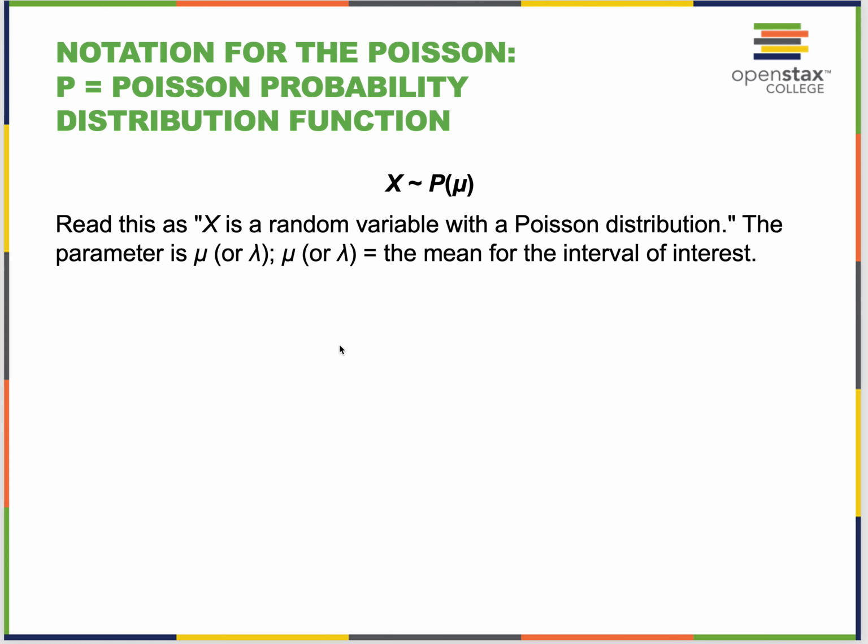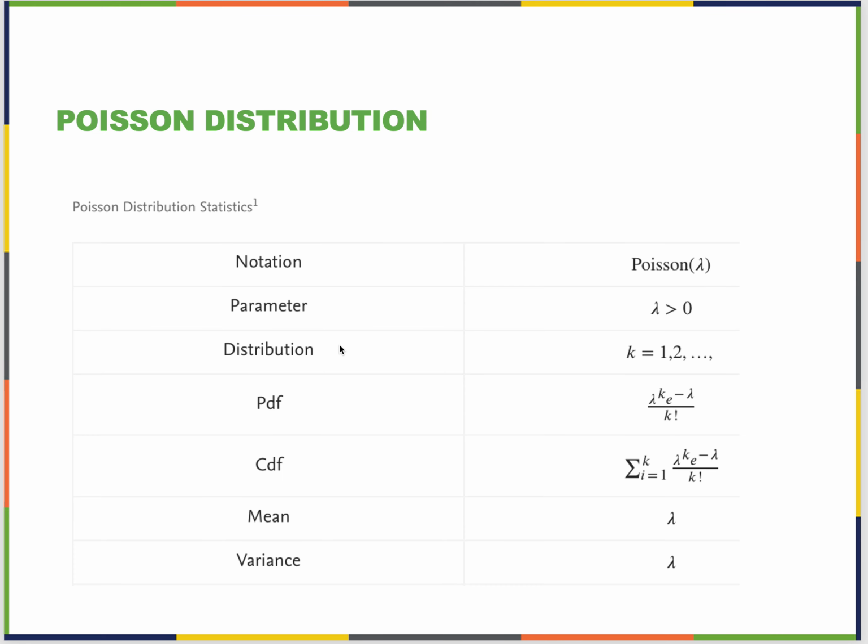One parameter mu, which is the average. But most of the rest of the world uses the Greek letter lambda for the mu in this. The mean of the interval of interest. So the notation is Poisson. Another way of looking at it is Poisson lambda. And lambda is greater than or equal to 0. Greater than 0, it has to be greater than 0.